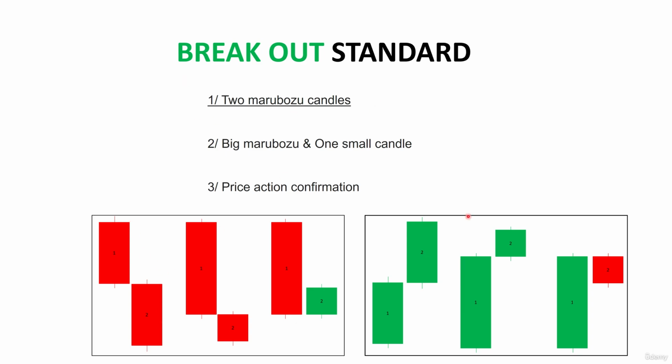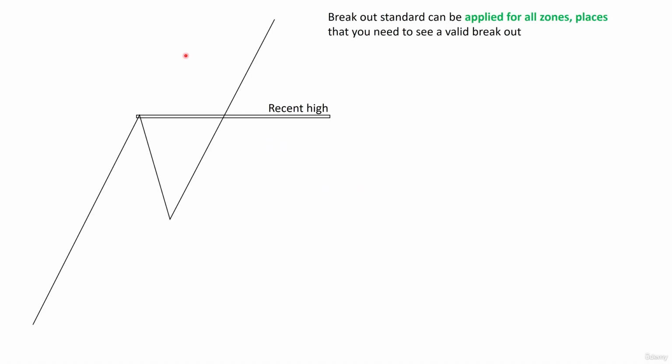And the first standard is two Maru candles. You can see right over here everything is the same as a pullback: big Maru candles and one small candle, and the last one, the hardest part, is price action confirmation when using breakout or pullback, right? So let's get started. The first thing I would like to explain is that breakout standards apply to all the zone places where you need to see a valid breakout.